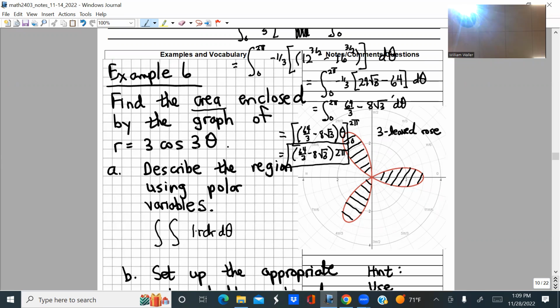I think if you change the coefficient on the theta, you can get more leaves on your rose. I think this 3 is just the radius of the rose. Notice that along the x-axis, this stretches from 0 to 3. So I think this coefficient controls the radius, and this coefficient somehow controls the number of leaves. But you get a very beautiful curve with a very simple polar equation. So we'll see next time if we can set up the limits on r and theta that will describe this region.